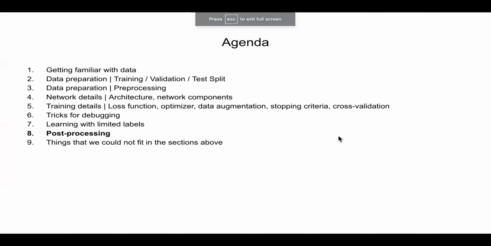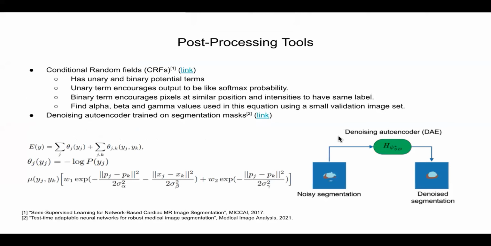So finally, with post-processing, we have some tools to also improve the predicted segmentations. The first one is using conditional random fields. And here you have different hyperparameters again, and we need to figure these out using some small validation set. And the second option is to use a denoising autoencoder, which you train along with your CNN on a noisy segmentation so that it can denoise these segmentations at test time.